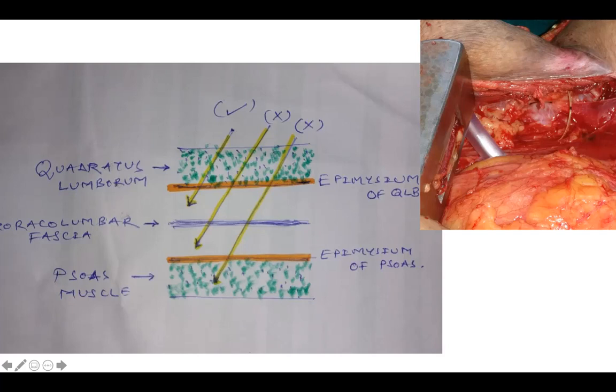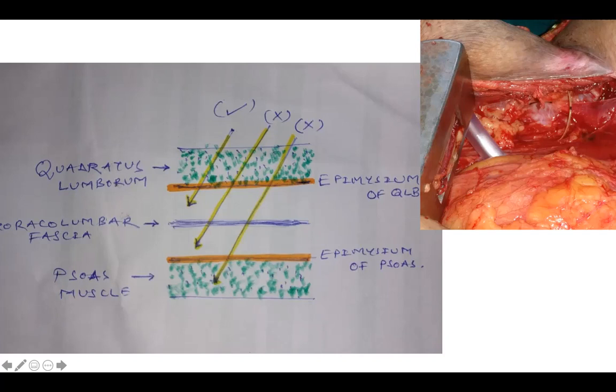So the correct placement can be achieved as the needle is advancing through the quadratus lumborum muscle. We have to do hydrodissection, gentle needling, and try to achieve the end point, which is between the epimysium of quadratus lumborum and the thoracolumbar fascia.